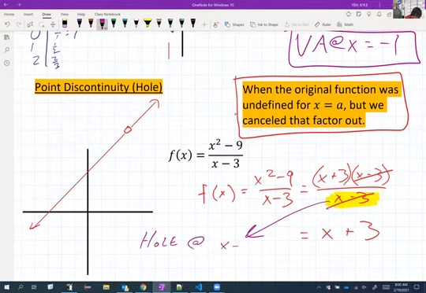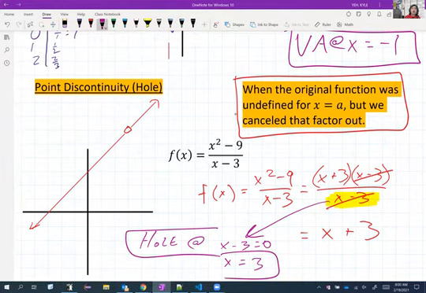And wherever it would have caused an undefined, x equals 3, add the 3 to the other side. So if we can cancel something out, then it causes a hole there. We can graph the rest of the function just as normal and then draw an open dot there if we can cancel something out on the denominator.